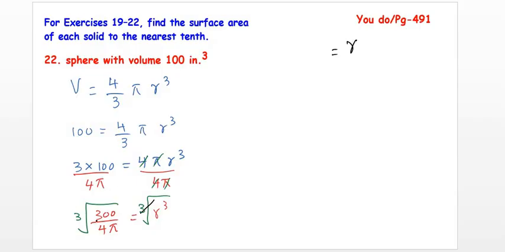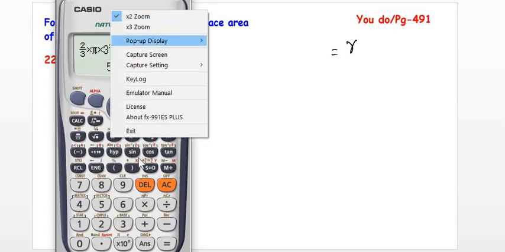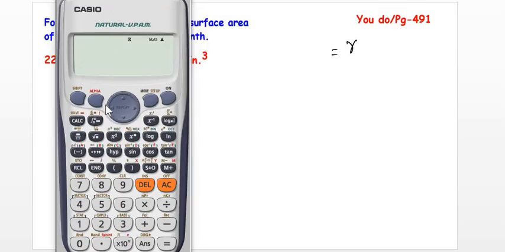Now how will you write all this onto the calculator? Let me show you. Press Shift and the square root key, and it will give you the cube root. Inside the cube root we have a fraction: in the numerator we have 300, and in the denominator, so bring the cursor to the denominator, we have 4, and then Shift and pi. It's going to be 2.88, right? So this is going to be the radius.